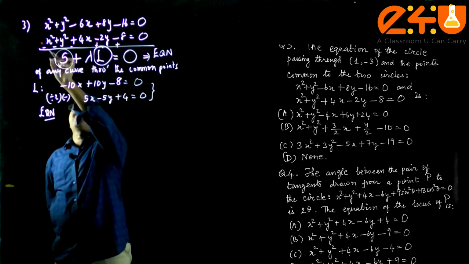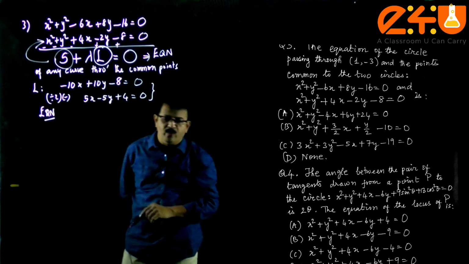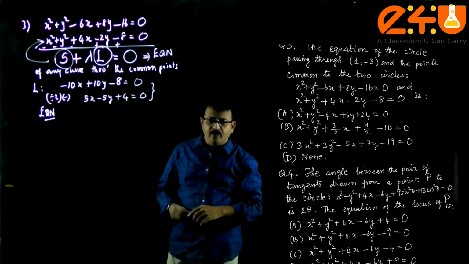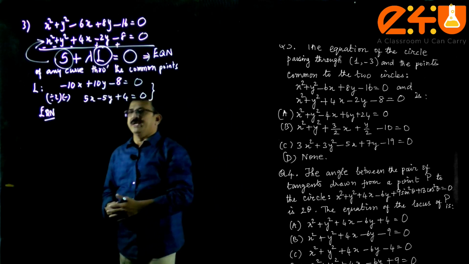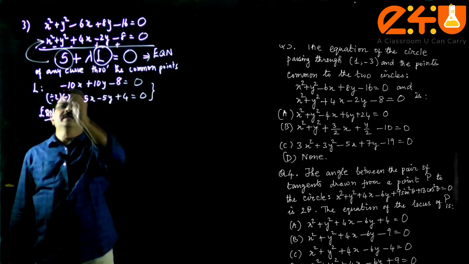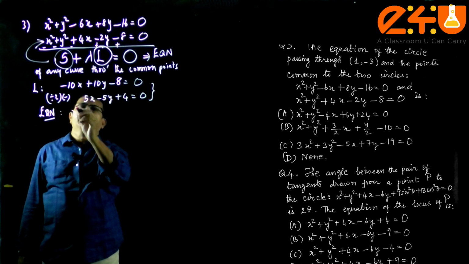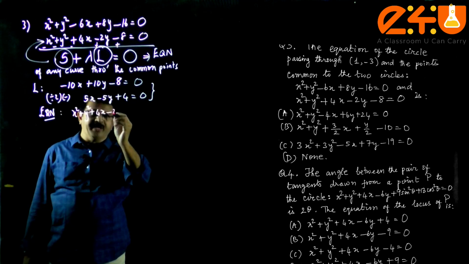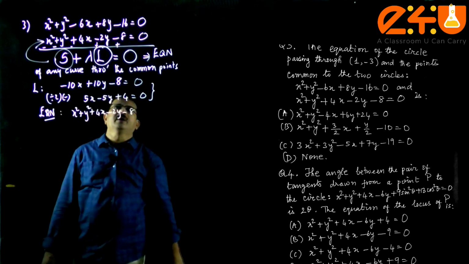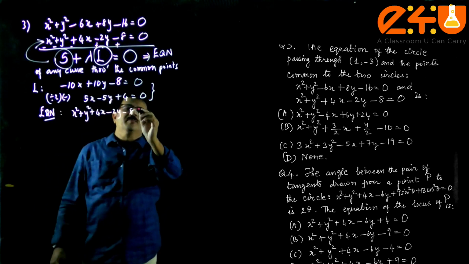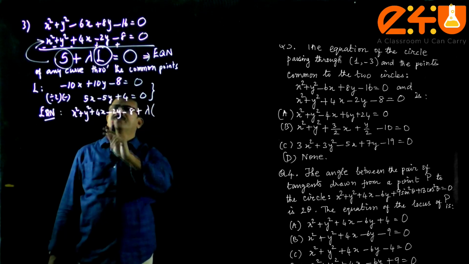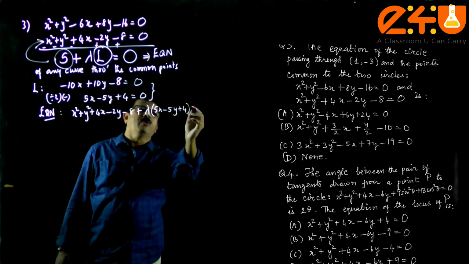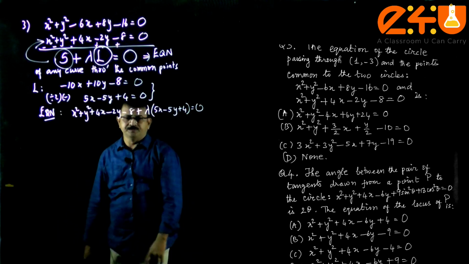Done. So the required equation of the circle directly becomes S. When I say S, you can take any one of the two given circles. There are two circles. Any one can be taken as S. Fine. I am taking the second circle, x square plus y square plus 4x minus 2y minus 8. Okay, that is the S, plus lambda times the line 5x minus 5y plus 4 equal 0.